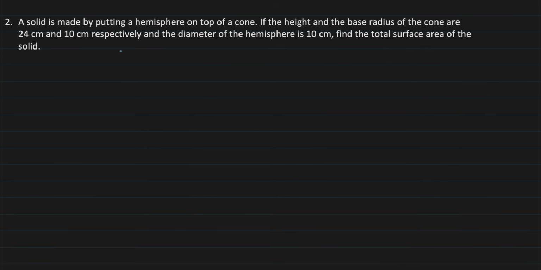A solid is made by putting a hemisphere on top of a cone. If the height and base radius of the cone are 24 cm and 10 cm respectively, and the diameter of the hemisphere is 10 cm, find the total surface area of the solid.